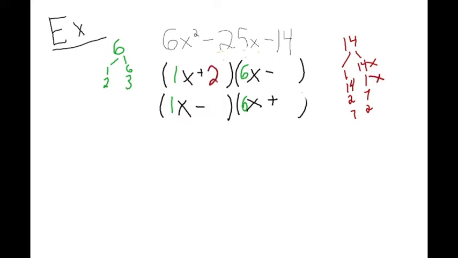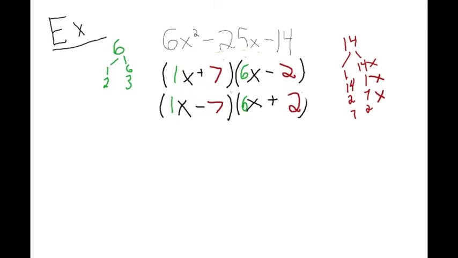Next, we're going to test 2 and 7. With 2 and 7, we're going to get 2 times 6x, which will give us a positive 12x, and negative 7 times 1x, which is going to give us a negative 7x. Negative 7 plus positive 12, that's going to give us a positive 5, which is not what we're looking for. We're looking for a negative 25. And we're going to have negative 2 times 6, which is going to give us a negative 12, and 7 times 1 is going to give us a positive 7. Notice how the top factored form and the bottom factored form give the same number but different signs. So 2 and 7 is ruled out.